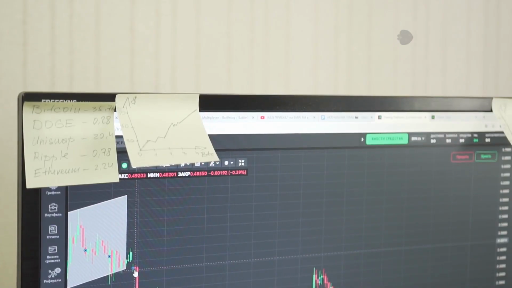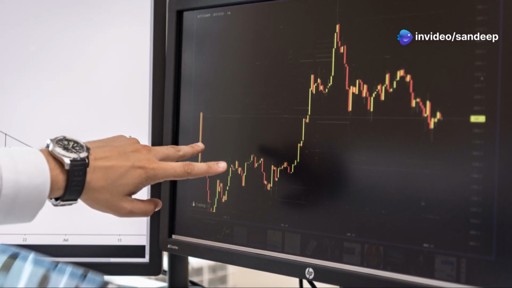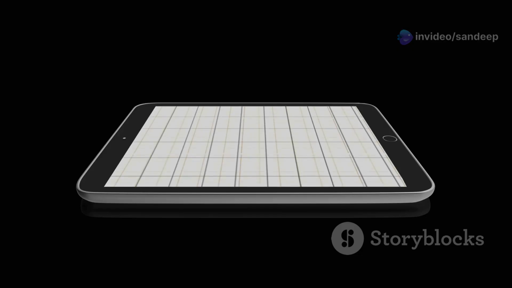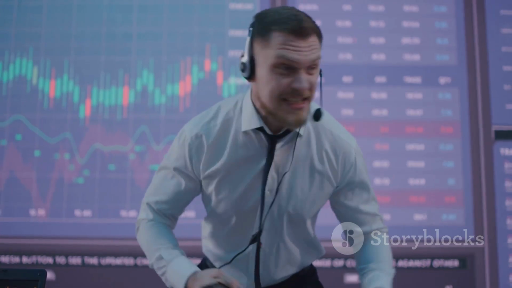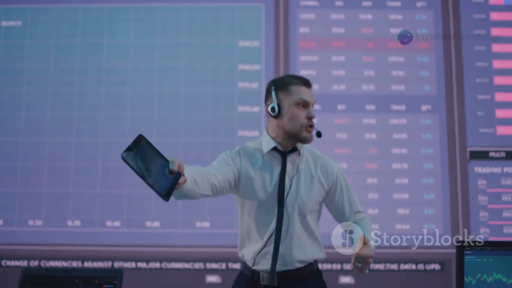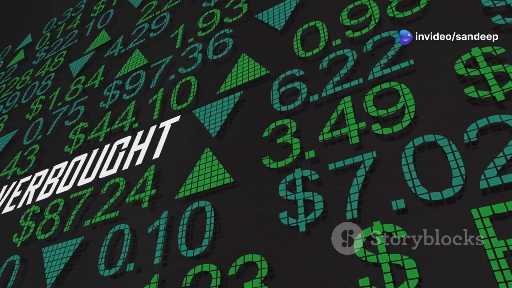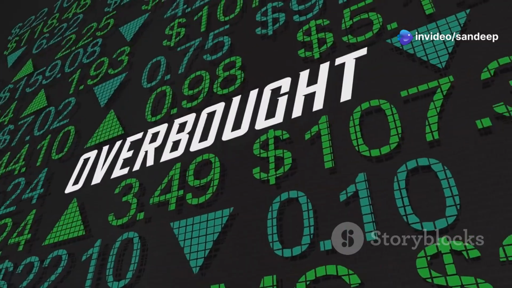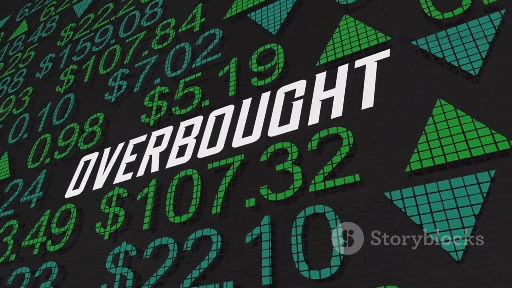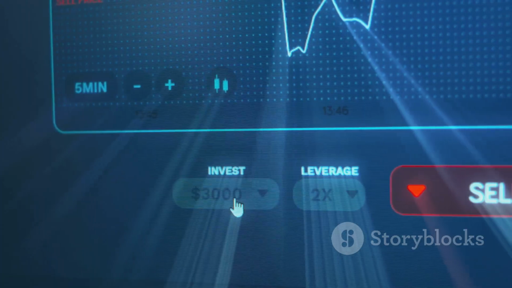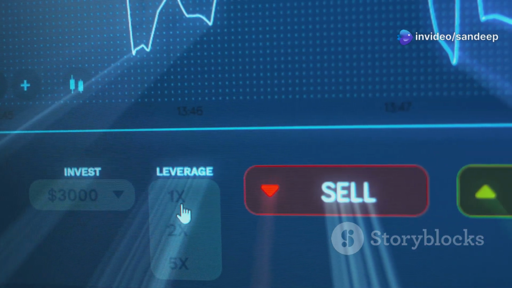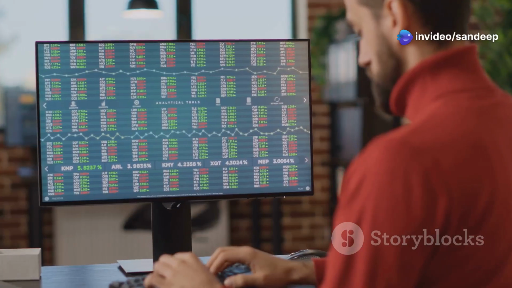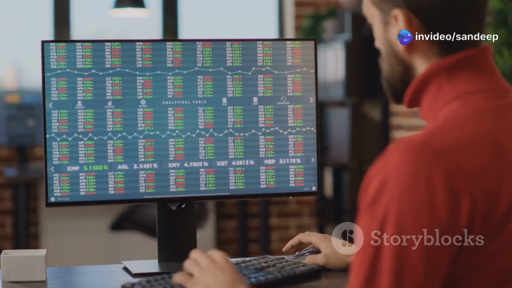Another incredibly useful indicator is the Relative Strength Index, or RSI. The RSI is a momentum indicator. It measures the speed and change of price movements on a scale from 0 to 100. It helps you identify when a stock might be overbought or oversold. Generally, a reading above 70 suggests a stock is overbought, meaning it has gone up too far, too fast, and might be due for a pullback. A reading below 30 suggests a stock is oversold, meaning it has gone down too much and might be due for a bounce. This doesn't mean you should immediately sell an overbought stock or buy an oversold one.